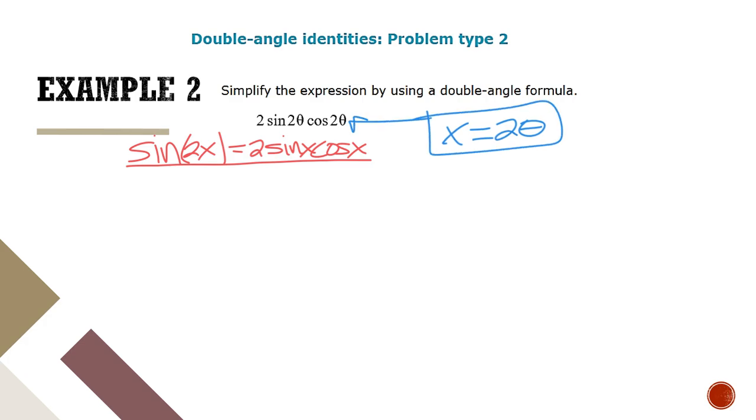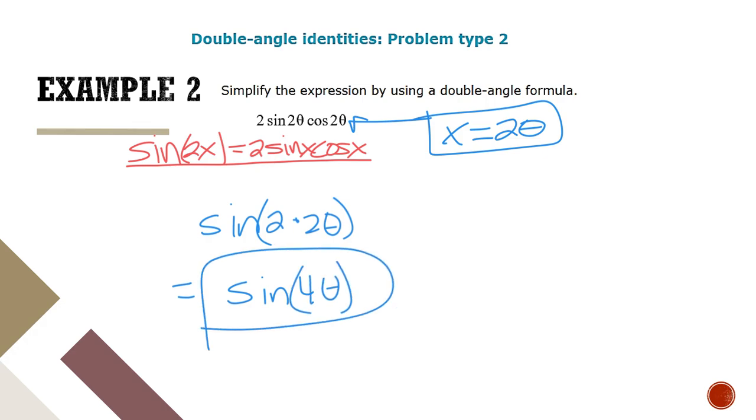Because once you do that, we can say that this is going to be simply the sine of 2 times our x value, which is 2 theta, which ends up being the sine of 4 theta. So this is my answer right here, just the sine of 4 theta, if I go backwards and simplify it. Again, it's just noticing what the angle actually is. Angle x is equal to 2 theta, and then we plug it back in. We're going backwards, plugging it into this side versus plugging it into this side, so backwards.